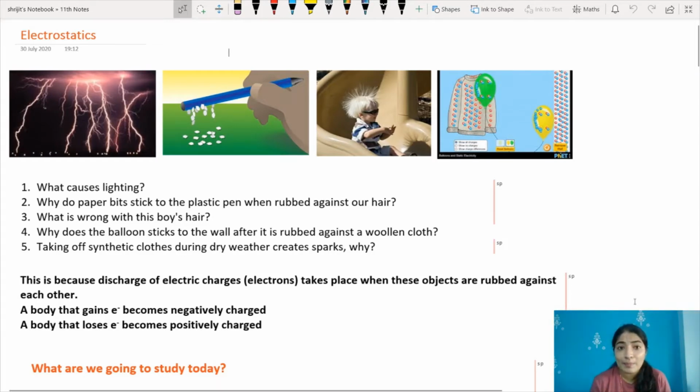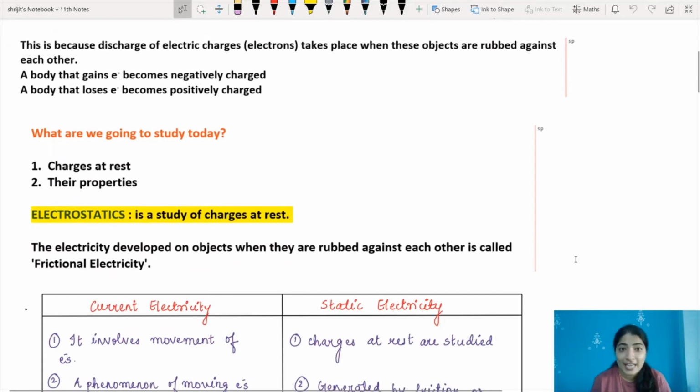In all the examples that are in front of us, what is happening? The objects are being rubbed against each other. One object loses electrons and the other object is gaining electrons, and this is the reason there is transfer of charge from one body to another. So what is important in today's session is we will be talking about two topics. As you can see, one, we will talk about charges at rest. So electrostatics is nothing but study of charges when they are at rest, and second, what are the properties of those charges.